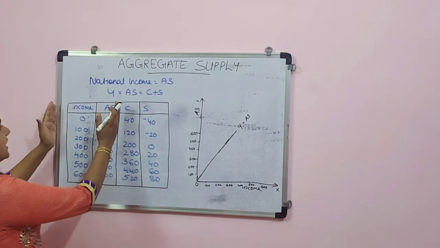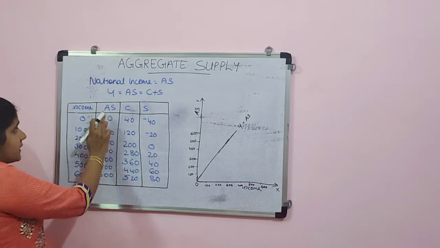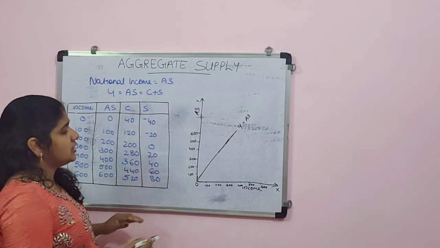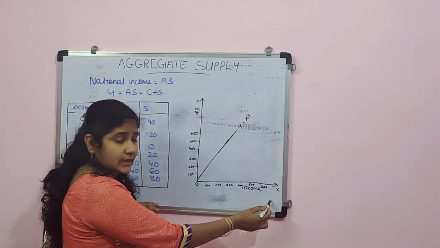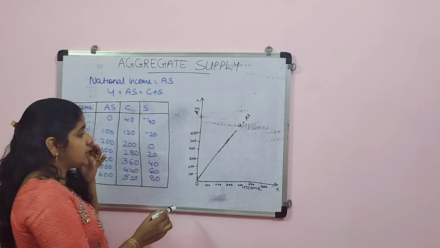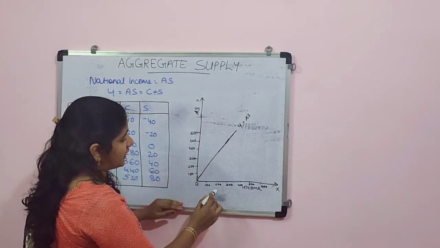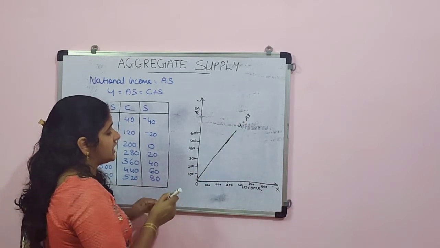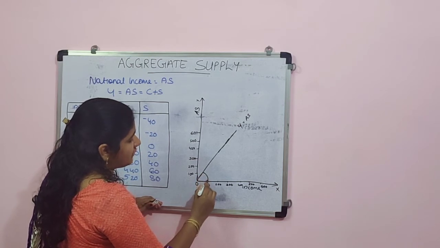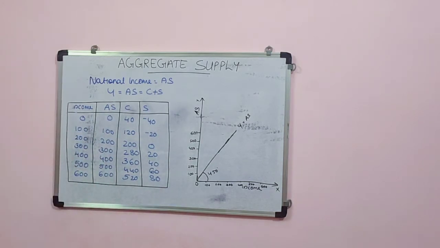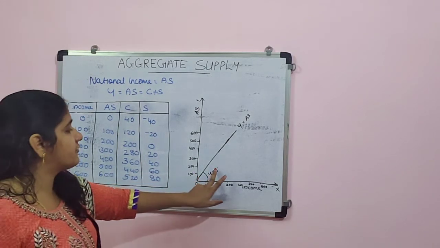Now students, the relationship between income and supply, here I presented with the help of a diagram. Here the x-axis is showing the income and the y-axis is showing the aggregate supply. Then when you are seeing this, always the shape will be a 45-degree angle. The AS will be of a 45-degree angle. You know what is the reason?